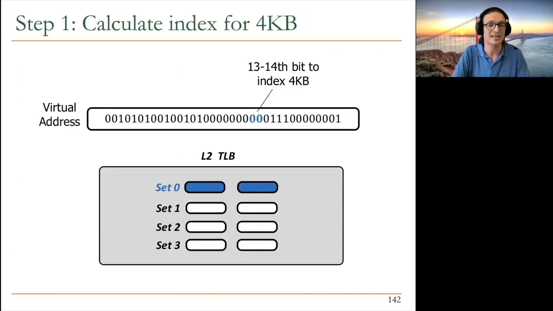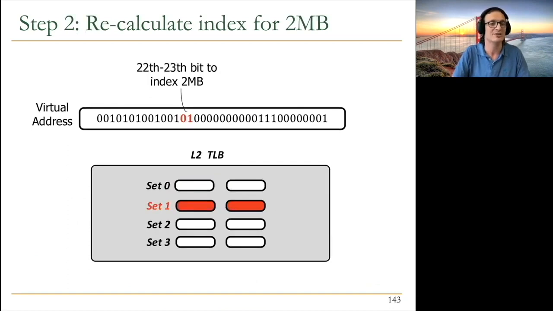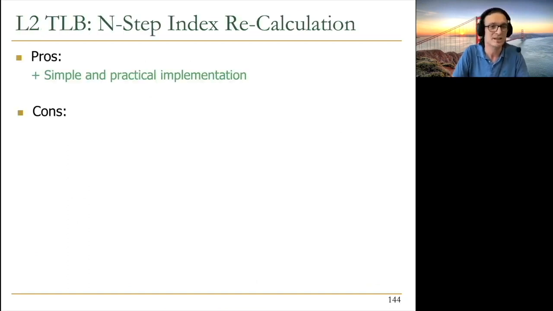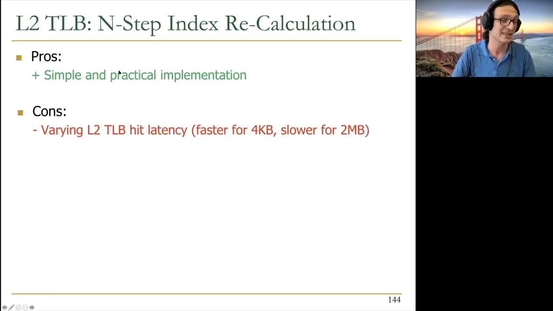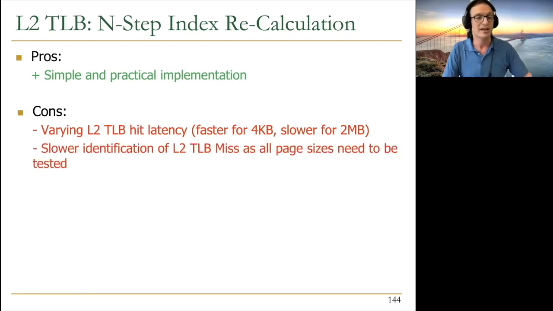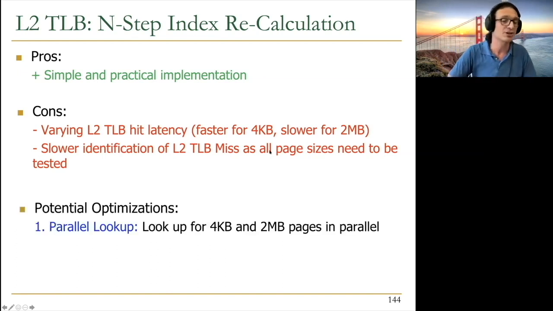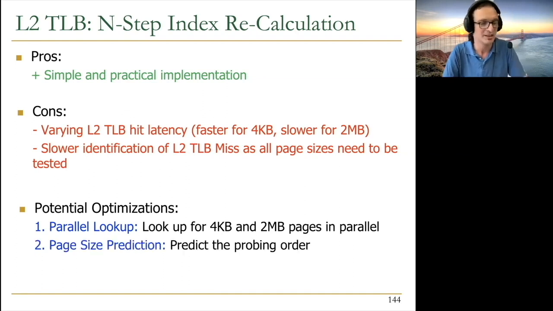You first calculate the index for 4 kilobyte. If you miss, you calculate the index for 2 megabytes. Okay, so L2 TLB has n-step index recalculation. This is simple and practical. The downside is TLB hit latency is longer and varying. And now you have slower identification of L2 TLB miss, as you need to basically probe all page sizes. So potentially you can optimize it by making the lookup parallel. Of course, this adds hardware cost. Or you can predict the page size, predict the probing order.